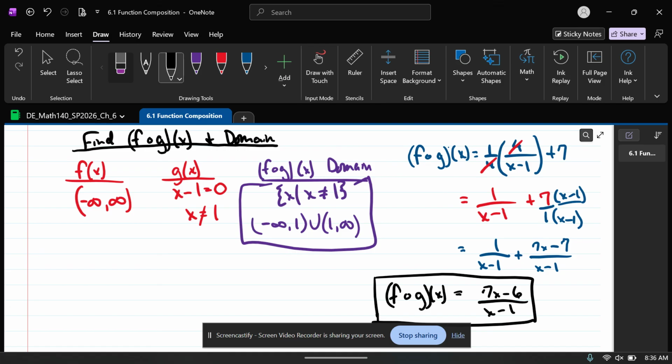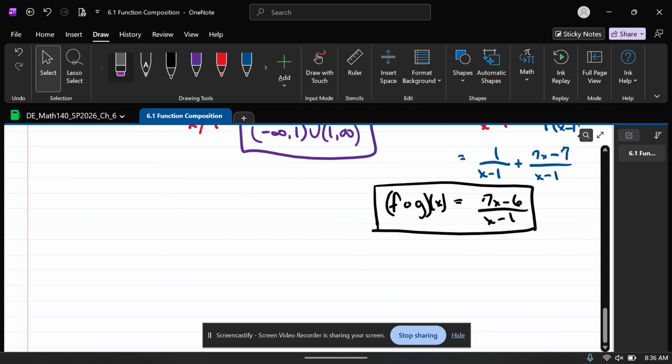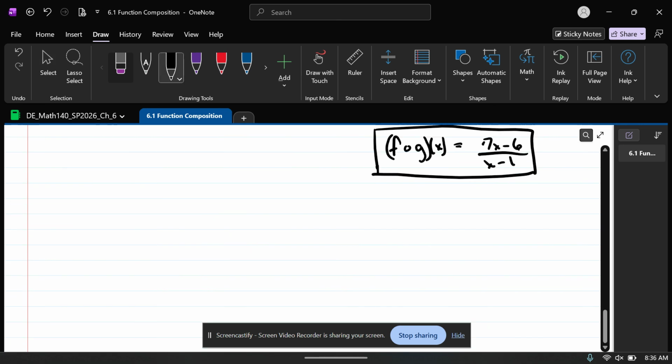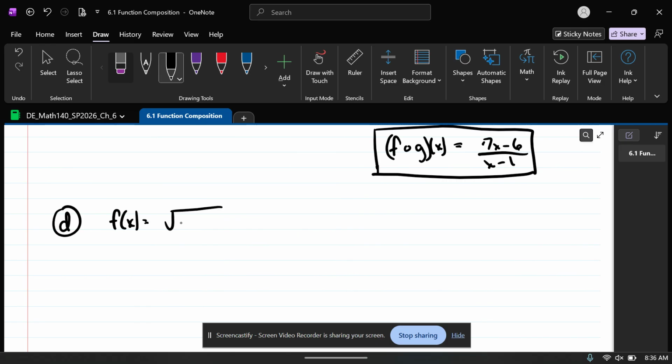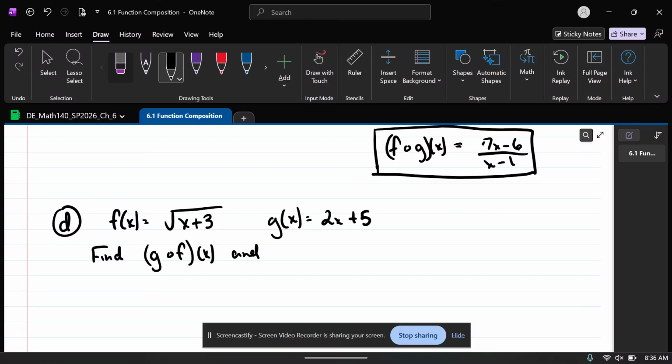Let's look at a recycling of a couple of functions. Let's say we had f of x is the square root of x plus 3, and g of x is 2x plus 5. That should look familiar. That's from example B. But this time, let's find g composed with f of x and the domain. So they're turning it around, doing the composition the other direction in this case.